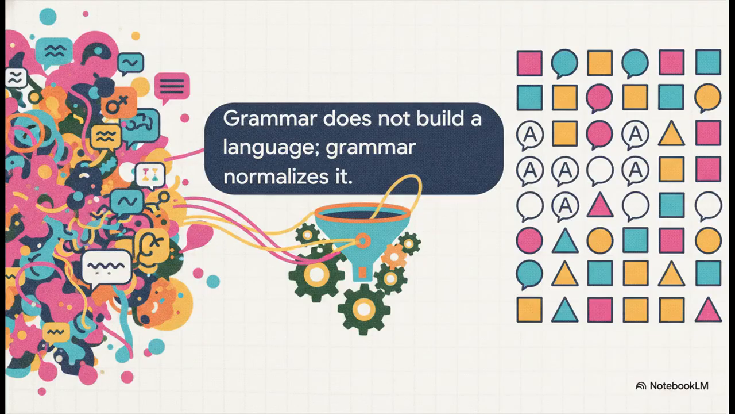So the crucial point is this. Grammar does not build the language. Grammar normalizes it. You can't organize something that isn't even there yet, right? You must first generate the speech, create the raw material of communication, and only then do you apply the rules to normalize and refine it. It's a complete inversion of the traditional classroom model we're all used to.